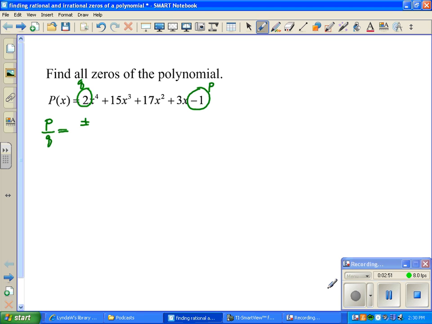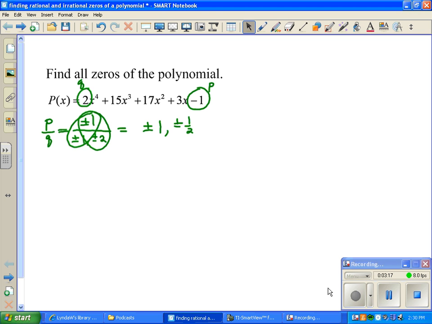And the factors of 2 are plus or minus 1, plus or minus 2. When I divide these out, I end up with plus or minus 1 over 1 and plus or minus 1 over 2, which really gives me 4 possible numbers that could be the rational answers to this polynomial: 1, -1, 1/2, and -1/2.